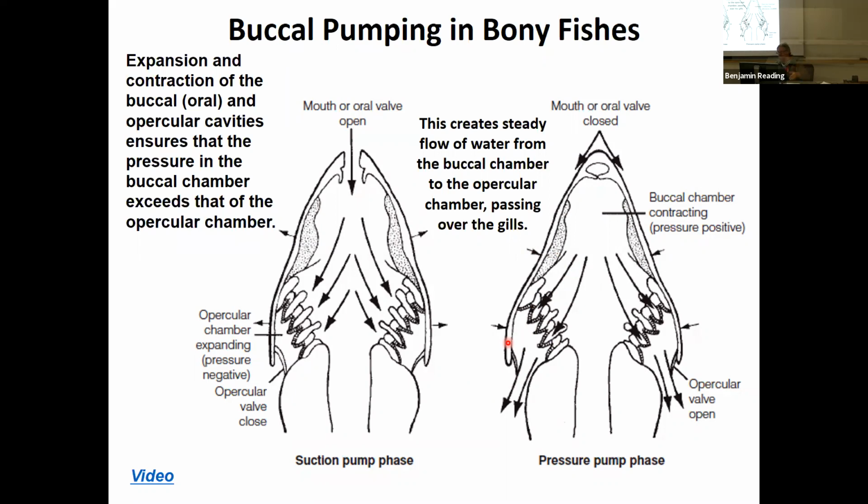fishes like the puffers. So expansion and contraction of the oral and the buccal and opercular cavities ensures that there's a negative pressure here and then a negative pressure out here, and then that passes water from the external environment into the buccal chamber, into the opercular chamber, and then back out into the environment. And this process repeats over and over again. Left, right, left, right, left, right.